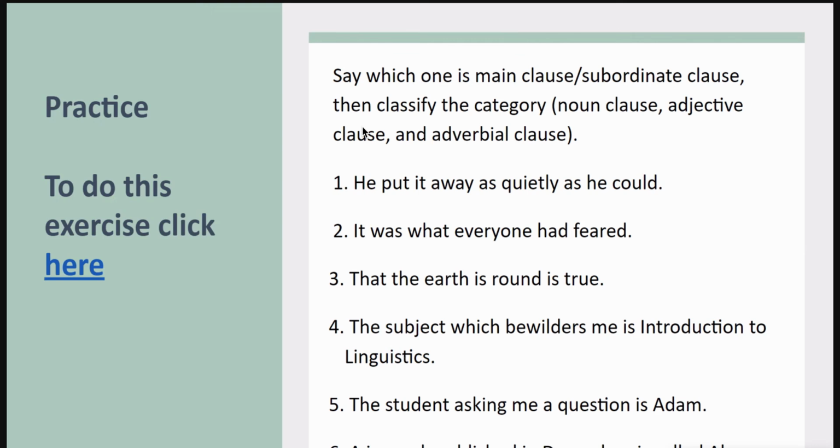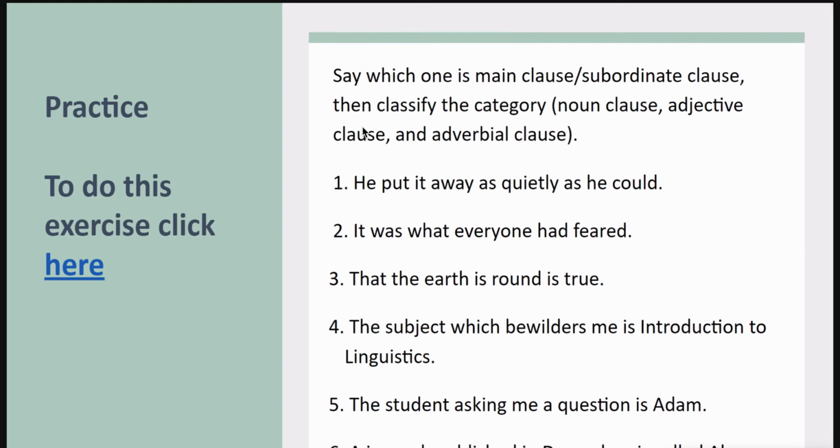Introduction to linguistics. Yang mana yang main clause-nya? The subject is introduction to linguistics. Berarti subordinate clause-nya yang mana? Which bewilders me. Good. Which bewilders me. Kategorinya apa? Adjective clause. Yeah.